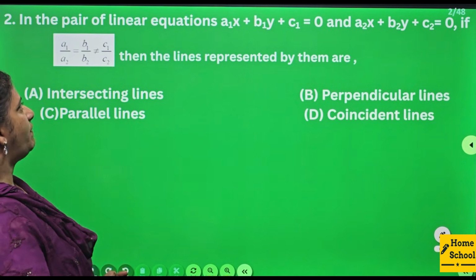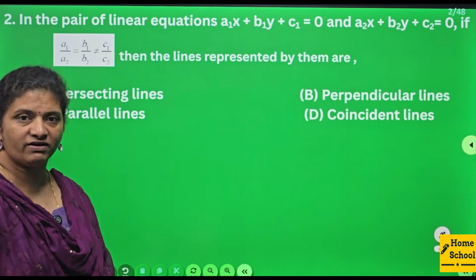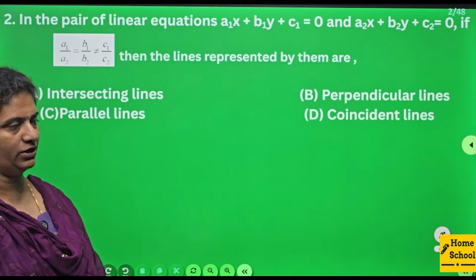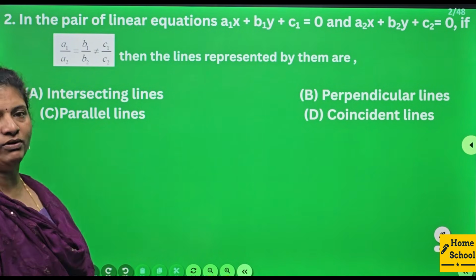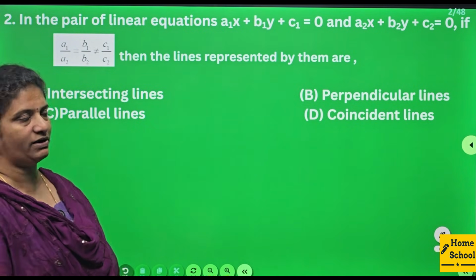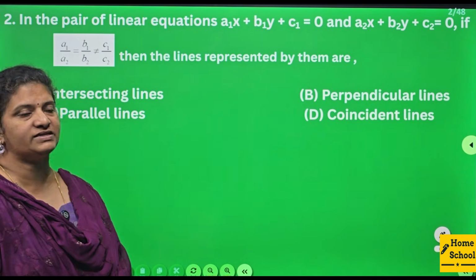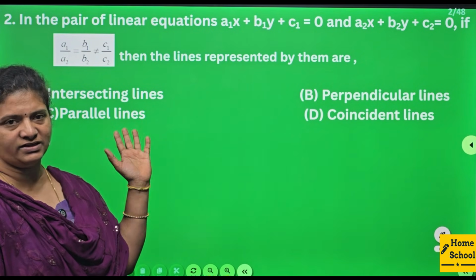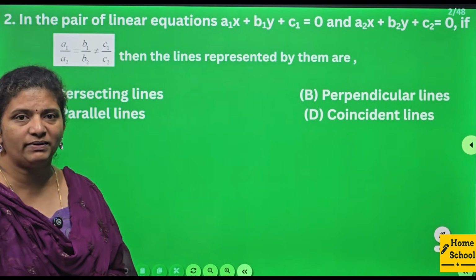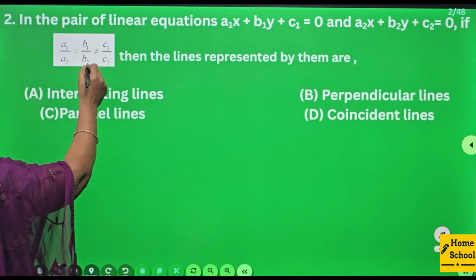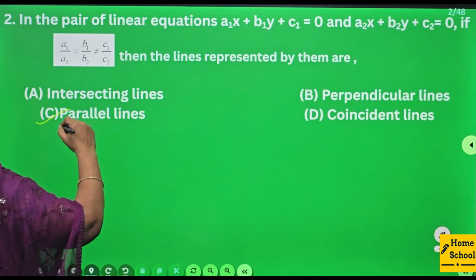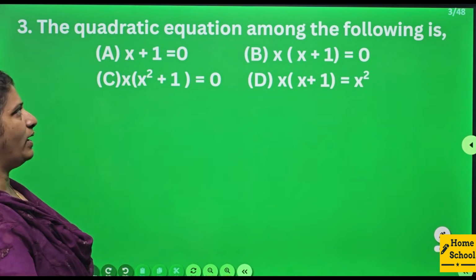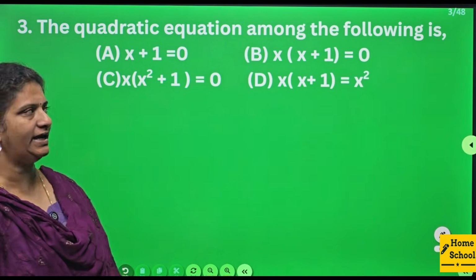Second one, if the pair of linear equations a1x plus b1y plus c1 equal to 0 and a2x plus b2y plus c2 equal to 0, if a1 by a2 equal to b1 by b2 is not equal to c1 by c2, then the lines representing them are. If the ratios are like this, how will be the lines? The lines will be parallel. If these two are equal and this is not equal means the lines will be parallel. Answer is option C.